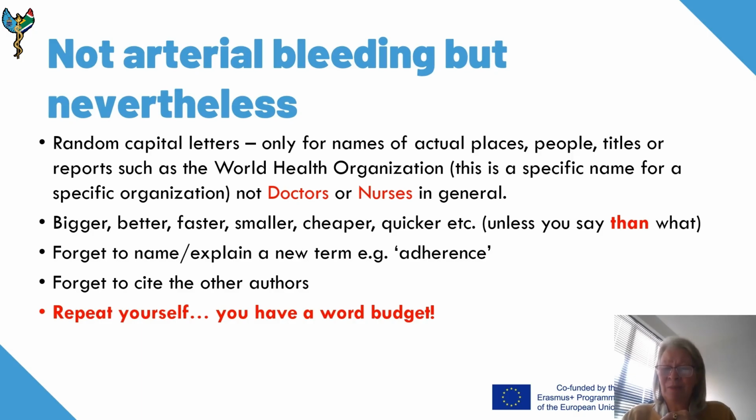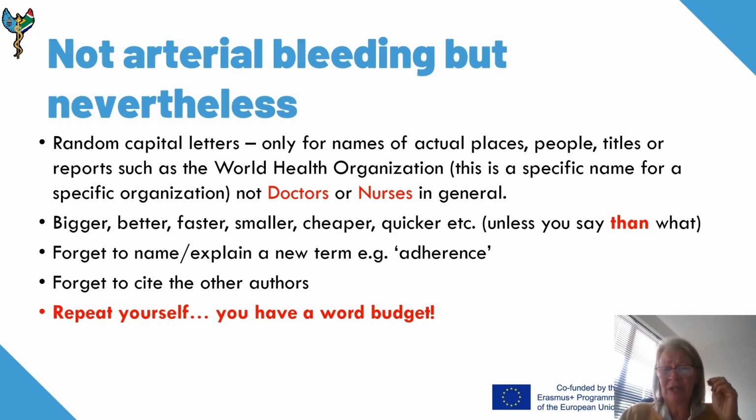Don't forget to explain a term. So if you've put in the word adherence, the next sentence should be adherence is defined as da da da da da, because there are many different understandings of what adherence means. So don't use terms without explaining it in the very next sentence.